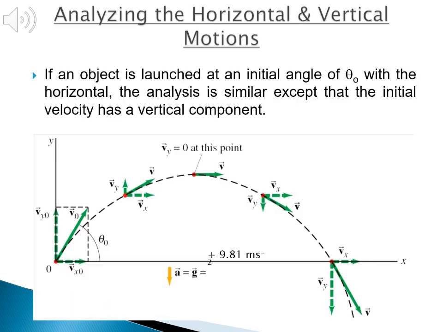Understanding projectile motion helps in predicting the path of objects under gravity and designing systems that involve such trajectories. If an object is launched at a certain angle with the horizontal, the analysis is similar, except that the initial velocity has a vertical component.